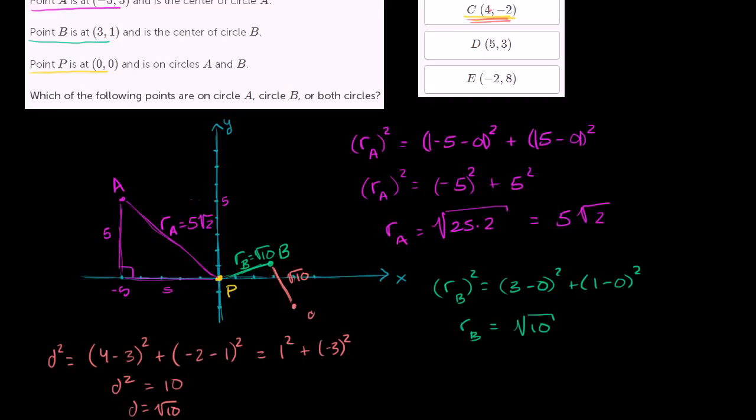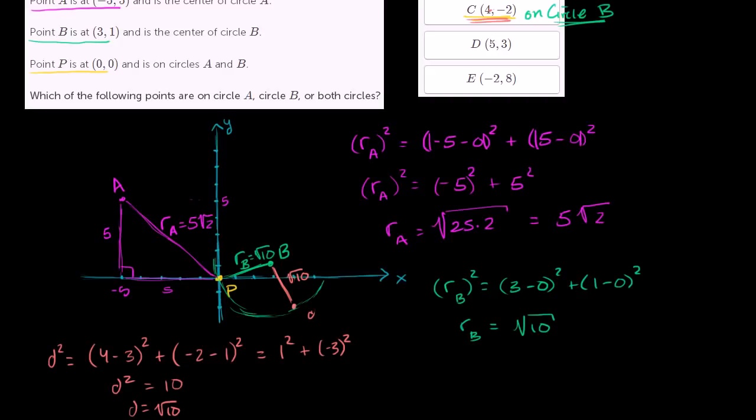If we wanted to draw a circle B, it would look something like this. Once again, I'm hand drawing it, so it's not perfect. I'm going to draw part of it. It looks something like this. This is exactly a radius away. So let me write, this is on circle B. Now let's look at this point, the point 5, 3.